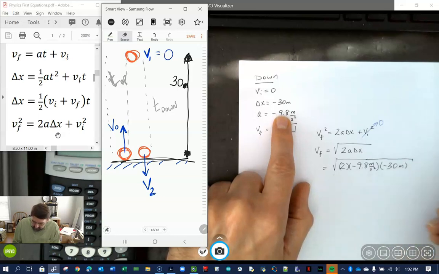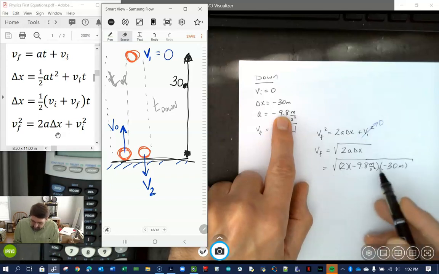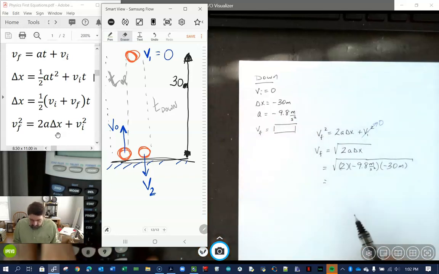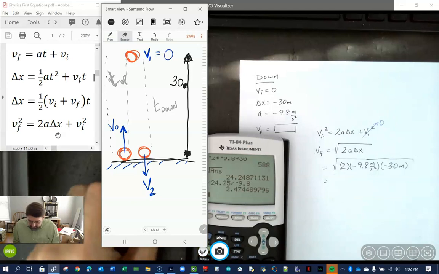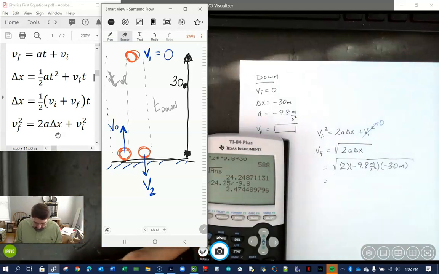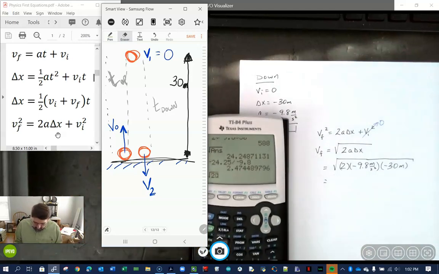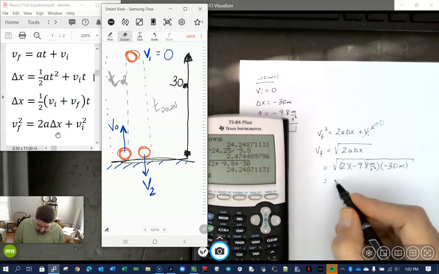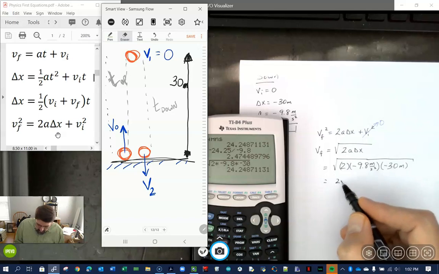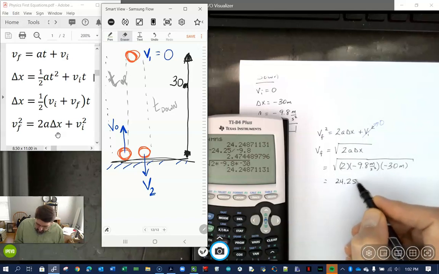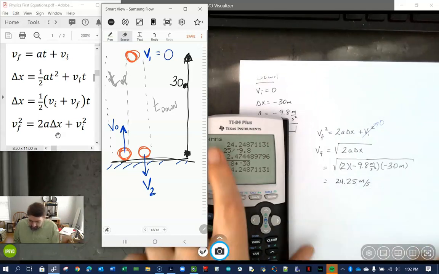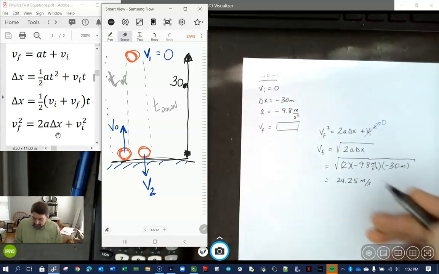See how those two negatives are going to cancel out? That's going to be nice. Okay. And when we do it, well, we've already done it. We can do it again. 2 times negative 9.8 times negative 30 is 24.25 meters per second. We have to be careful.